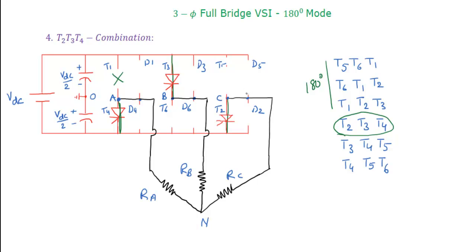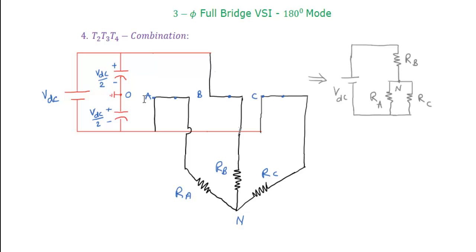If you simplify this, you can see that thyristor T4 connects the phase A voltage to the negative terminal of the source, and T2 connects the phase C voltage to the negative terminal of the source. That's why phase A and phase C are connected in parallel to the negative terminal of the source. Only one upper bank thyristor is here, that's why phase B alone is connected to the positive terminal of the source. If you take the equivalent circuit of this, you will have it like this.